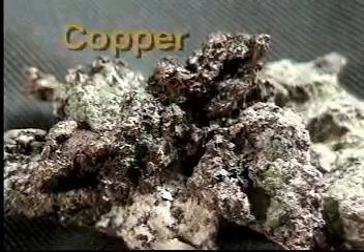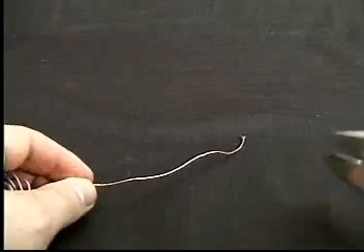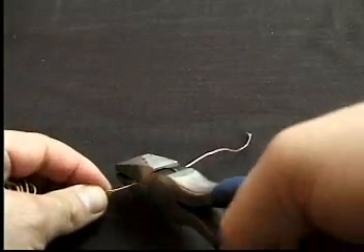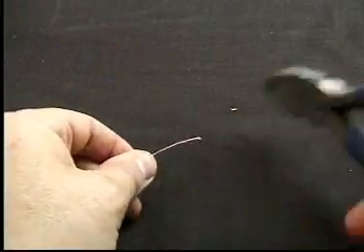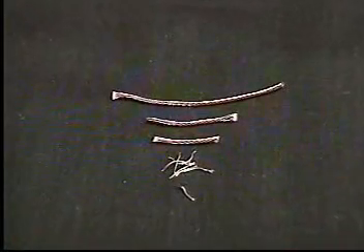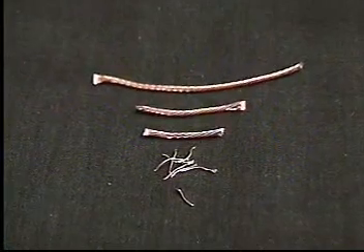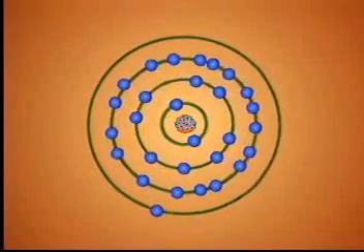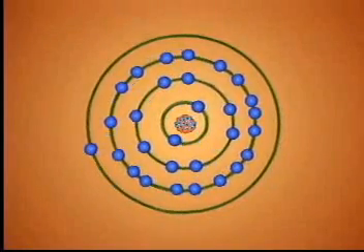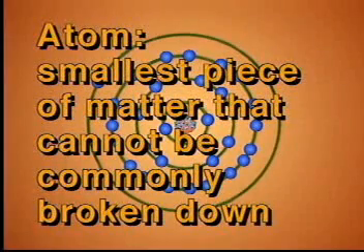This rock contains an element called copper. Copper is commonly used in pipes that carry water and in wires that carry electricity. What do you think we would end up with if we cut up this piece of copper to its smallest piece? With the assistance of very specialized equipment, eventually you would end up with the smallest piece of the element copper, called an atom. This is a diagram of an atom magnified many times. An atom is the smallest piece of matter that cannot be commonly broken down.